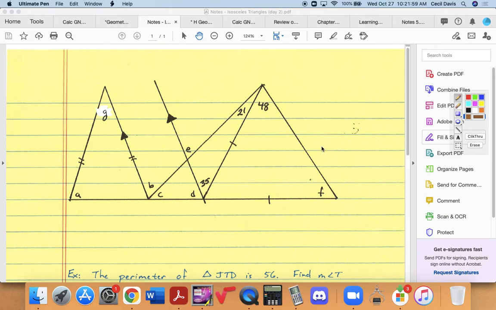For example, notice this triangle, we have 2 out of the 3 angles, right? So that means we can find E. How can we find E? There are 2 ways to do it. There's a fast way and a slow way. Yes? Yeah, 21 plus 35. The exterior angle is equal to the sum of its 2 remote interiors. So we just need to do 21 plus 35. That's 56. E is 56.